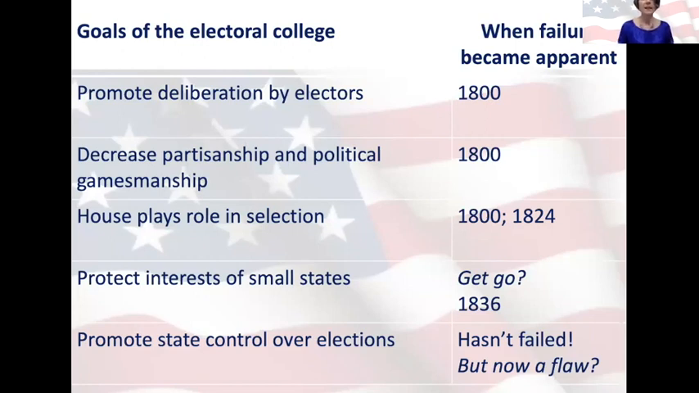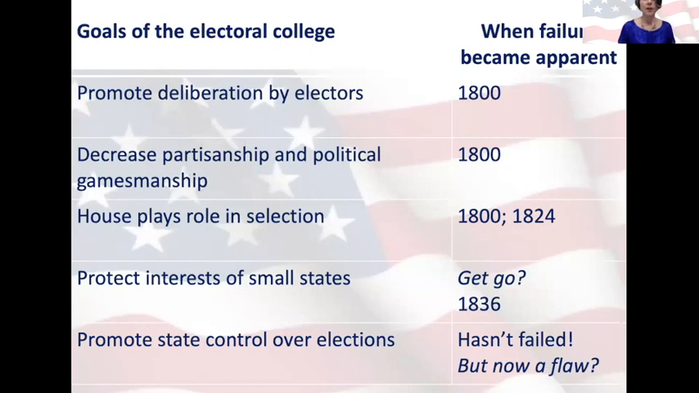Third, the idea that the House would play a role in the selection of the president was initially viewed as a feature of the system. By 1800, when it was actually used to select a president, it was a disaster. And by 1824, when it was used for the second time to select a president, it was viewed with horror.